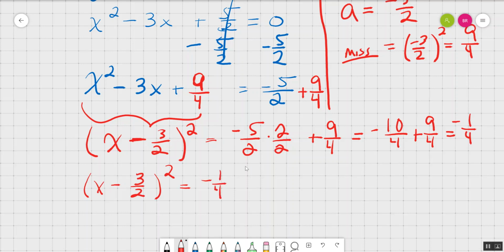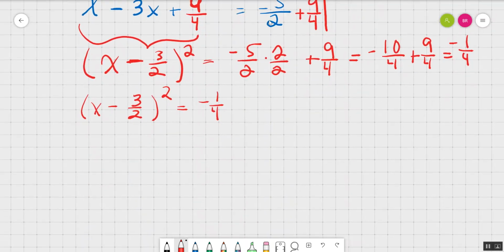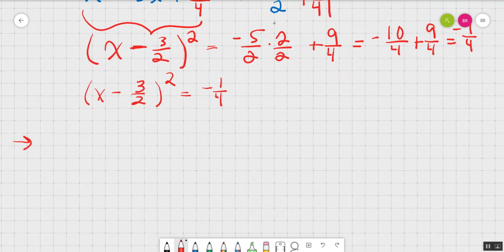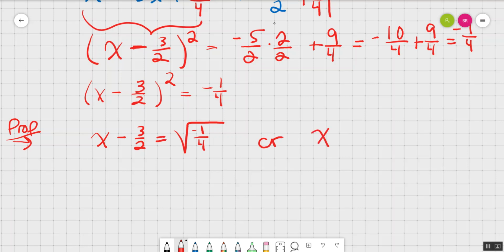Let's use our property. So we're going to use the square root property at this stage. So I've got x minus 3 over 2 equals the positive square root of negative 1/4, or x minus 3 over 2 is the negative square root of negative 1/4. Boy, is that not pretty.